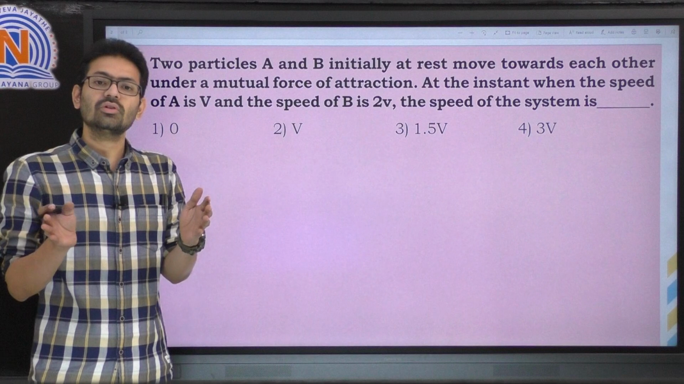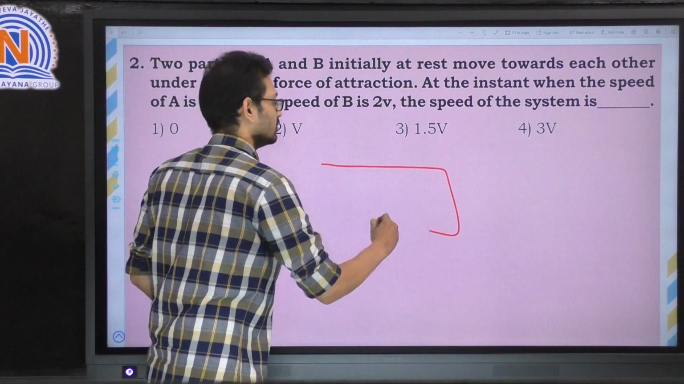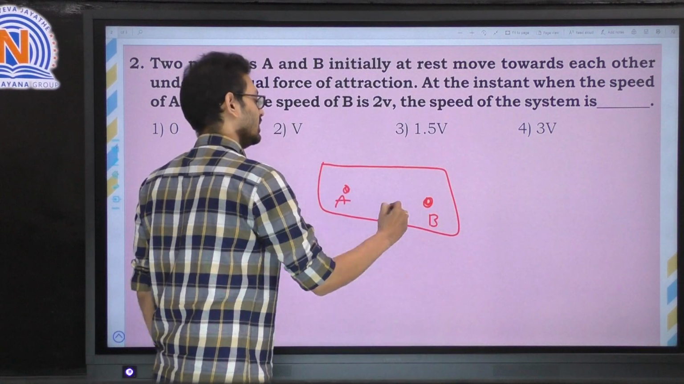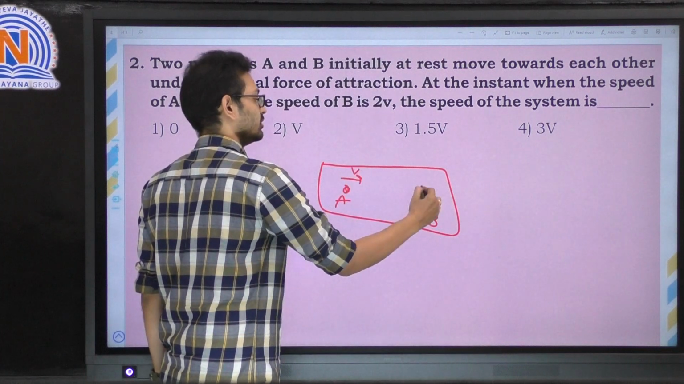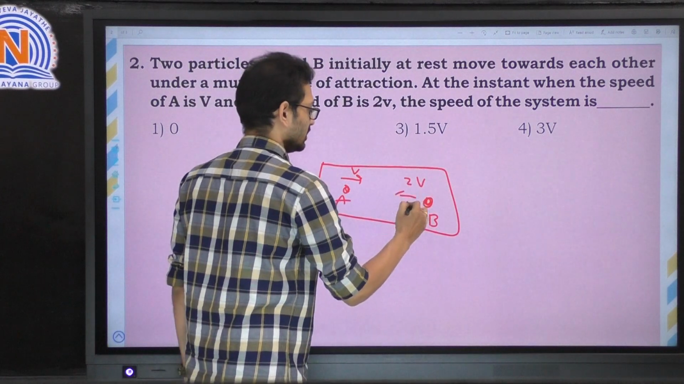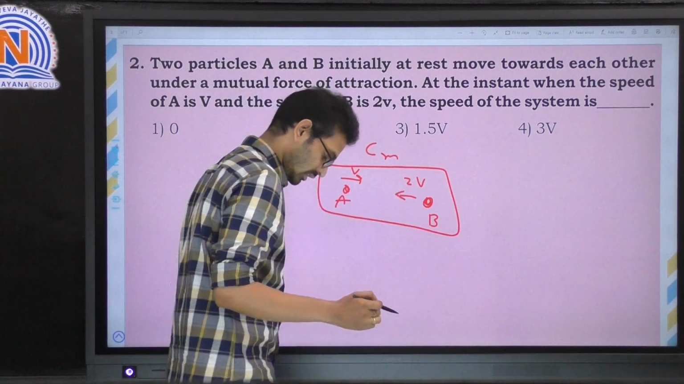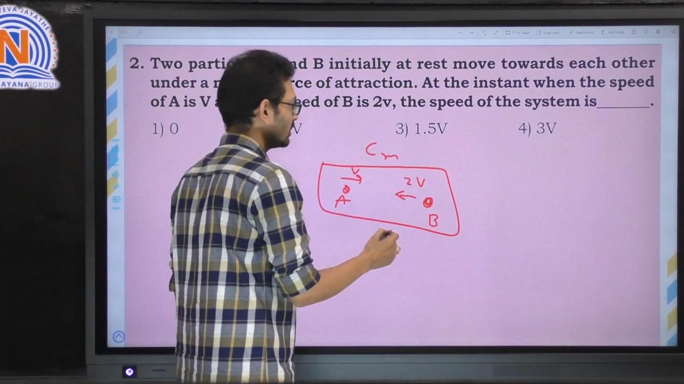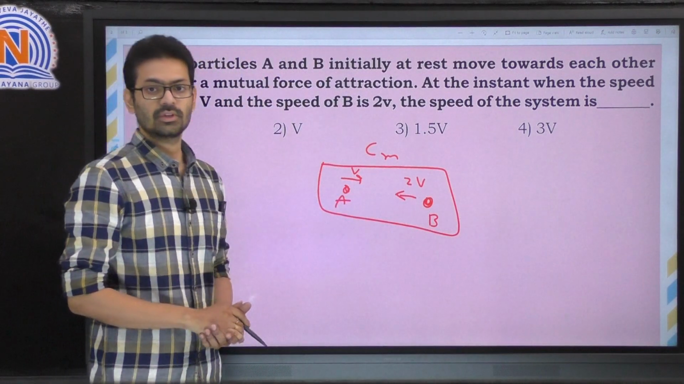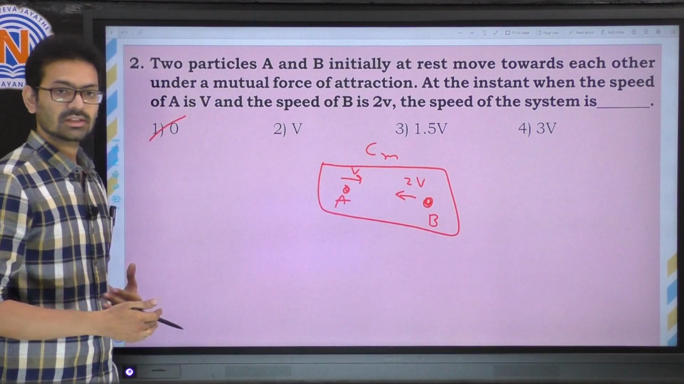Now when you want to find the speed of the complete system, let us take this is A, this is B, and this one is moving with velocity V and this is moving with velocity 2V. They approach each other from both sides, but the center of mass of this isolated system is not going to change, and the center of mass of the isolated system is going to be 0, right? It's not going to change. So hope this is helpful. Let us go with the next question.